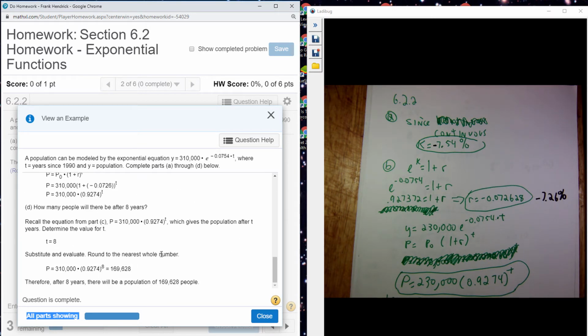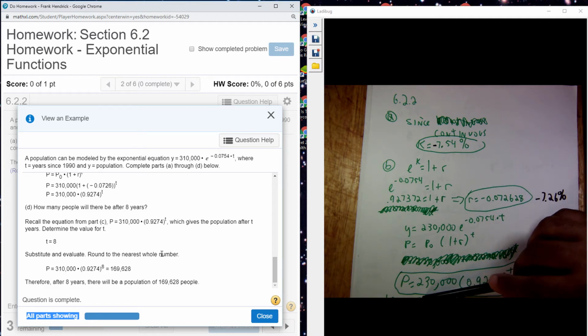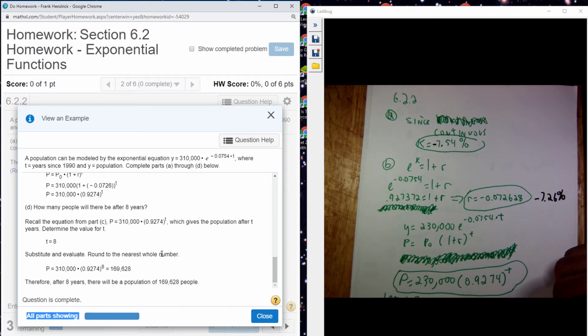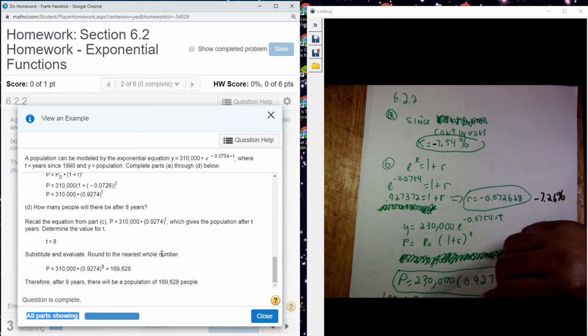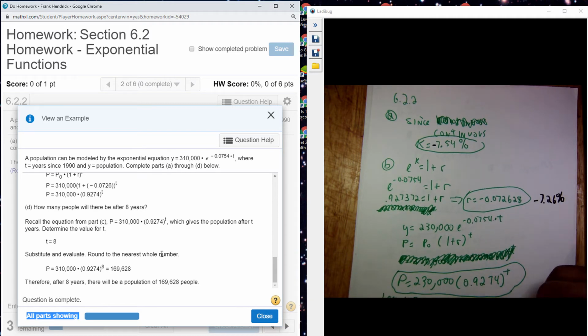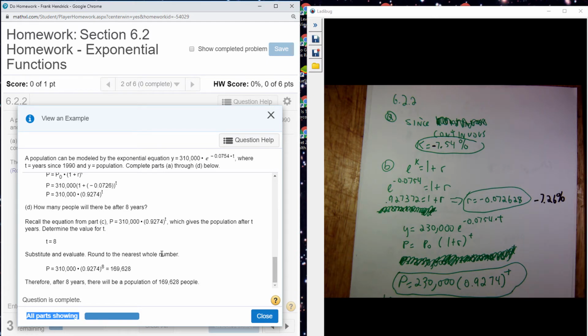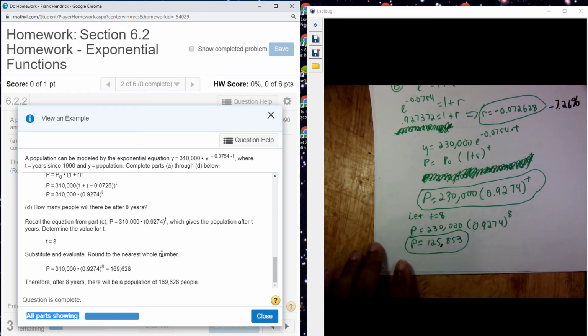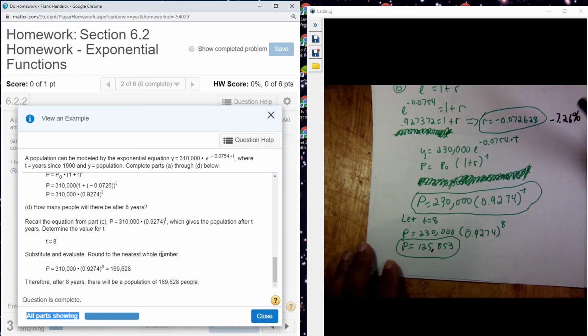Then they want you to determine the value here for when t is 8. So I'll let t equal 8 and replace it here. So I have 0.9274 raised to the 8th power times 230,000. It gives me that value there. So you can see that I let t equal 8, and then I plugged in.